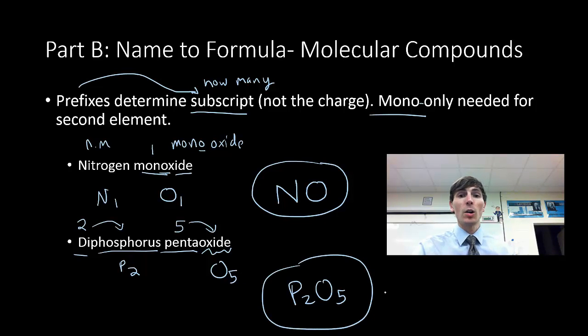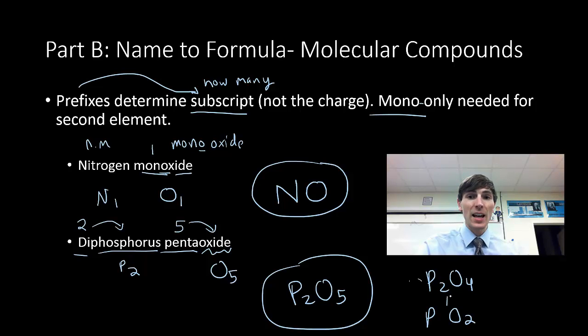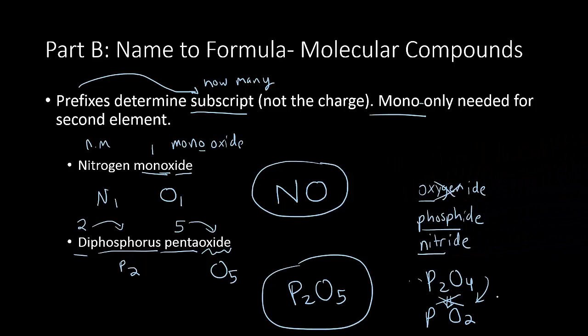A quick note about molecular compounds: you will never convert to the lowest whole number ratio. For example, if I have P2O4, diphosphorus tetraoxide, I'm not going to just change this formula to PO2. We're not going to ever convert to the lowest whole number ratio for molecular compounds. That only applies to ionic compounds.